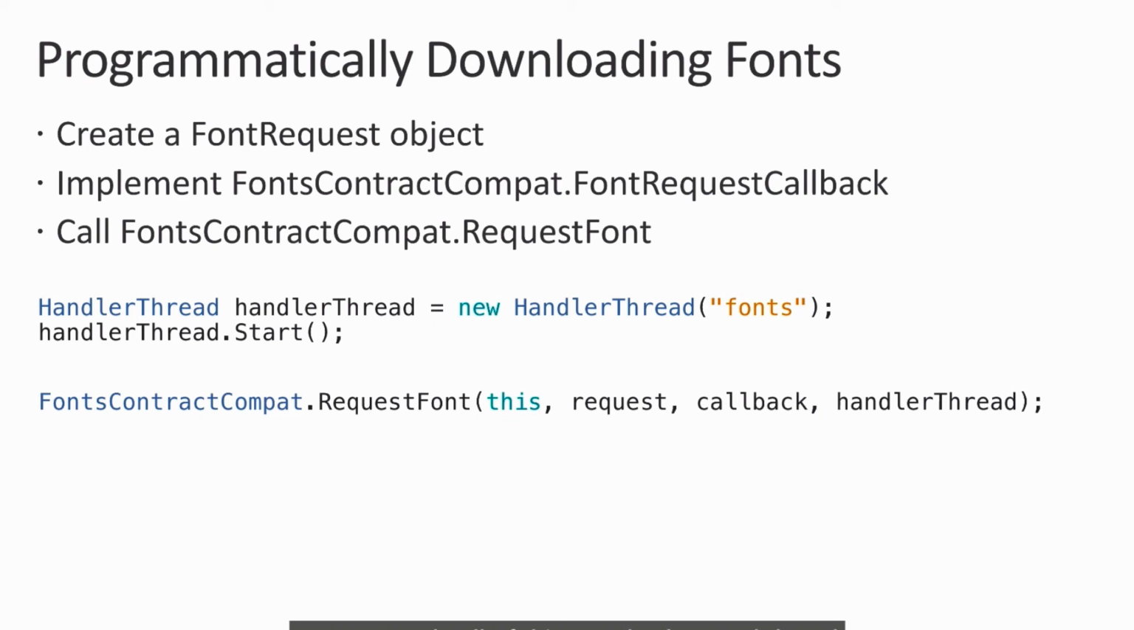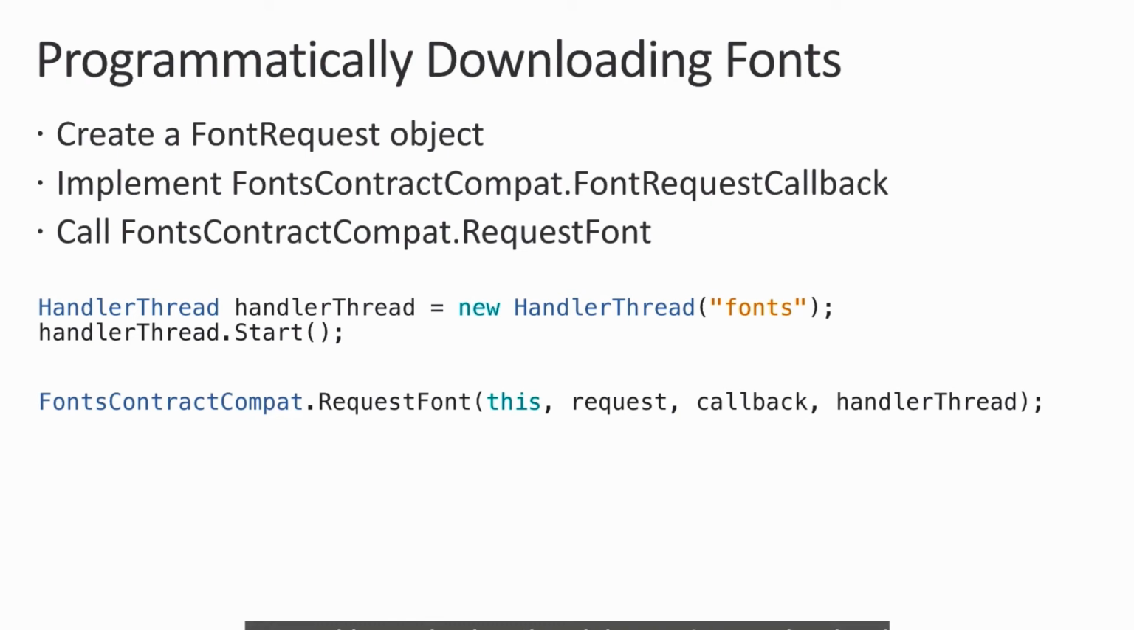We want to do all of this on a background thread. We want to keep the main thread responsive. And the way the fonts contract works is the request font method requires a thread that will be used to perform the actual downloading. And in this particular example, we use the handler thread object. We just new one up. We give it a name. The name itself is primarily to help with debugging, so that you can see what that thread is being used for in logcat and that kind of thing.